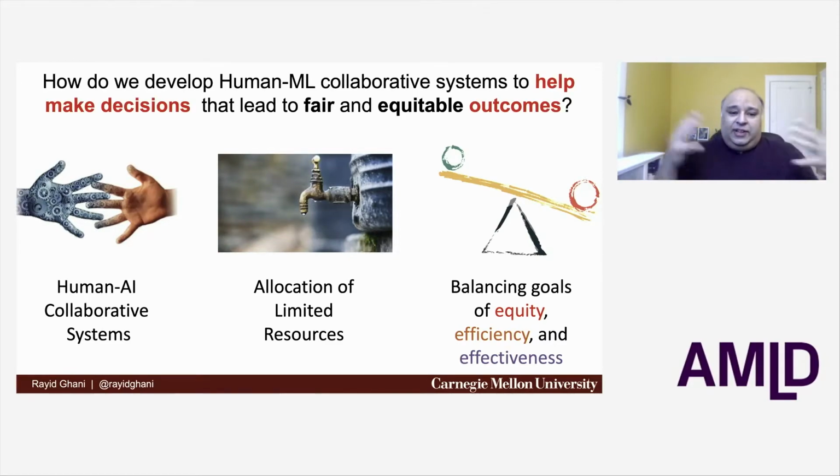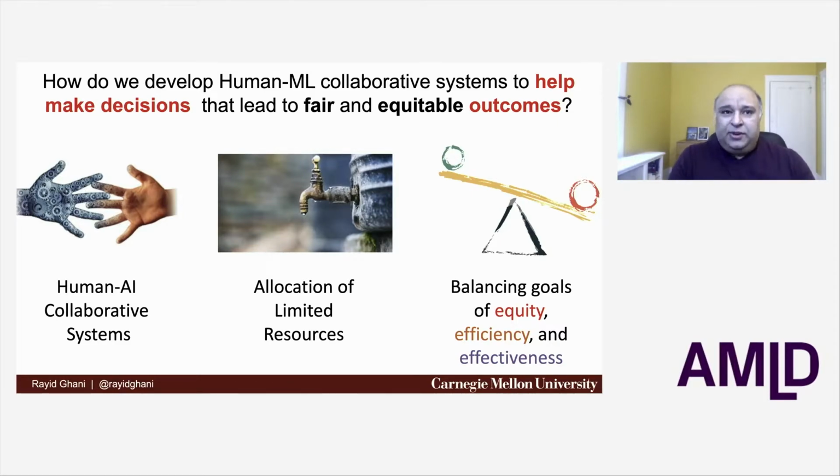And so the question that we're dealing with in the type of work that I do is really, how do we develop these systems that are collaborating with human experts and human decision makers in order to help them, right? They're not making decisions for them. They're not autonomous decisions, but the systems are helping them make decisions that lead to fair and equitable outcomes.